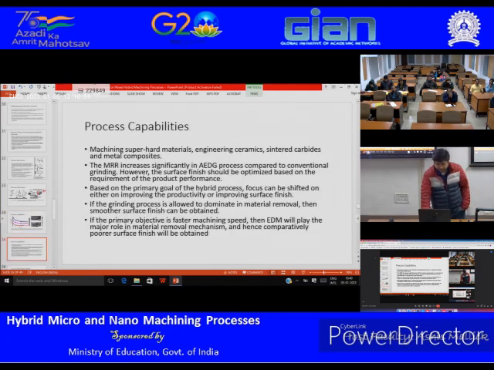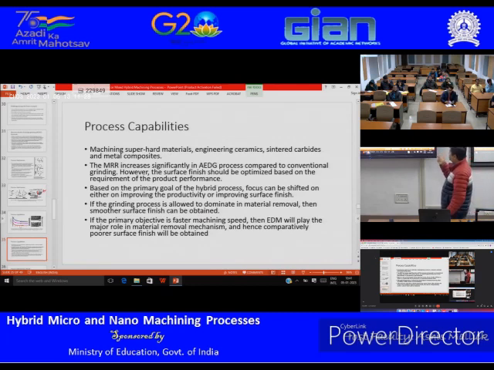So process capabilities, definitely it can machine very hard materials like engineering ceramics, sintered carbides, and metal composites. Now, in order to do ceramics and sintered carbide, you may need to use other techniques, like the assisted electrode method, where you can add a conductive layer that will help maintain the required electrical conductivity.